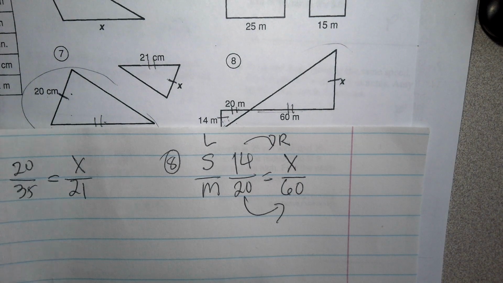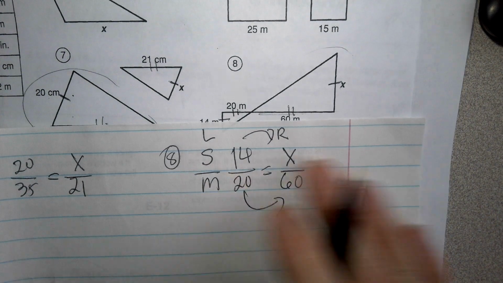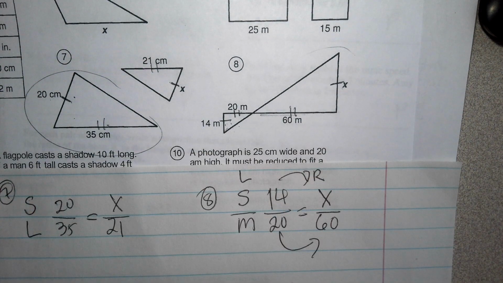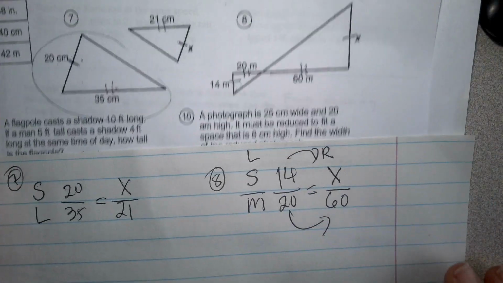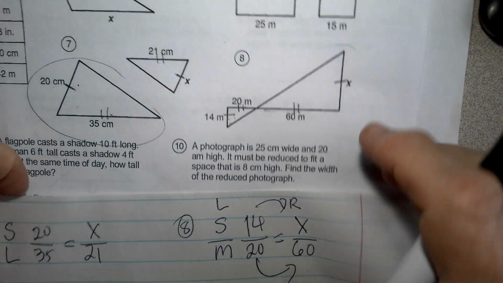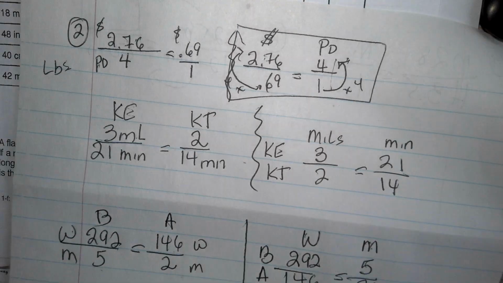Yes. Okay. All right. So that's how you set up when they're twisted around. You've got to match your corresponding sides. I'm going to help you with the picture on the number 9, and then I'm going to be done, and you're going to have to figure out the number 10.